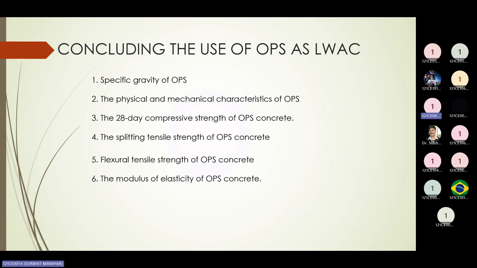The 24-hour water absorption capacity is much higher than conventional gravel aggregates. It can be used as lightweight aggregate for the production of structural lightweight concrete. The physical and mechanical characteristics of OPS are different from the other types of lightweight aggregates. For this reason, the mix design is different and trial mixes are necessary to achieve a good mix design.